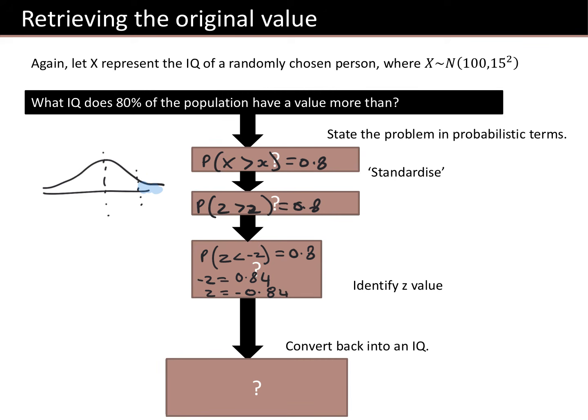Okay, because remember we want this a little bit here. And if we were to put it on this side, it'd be negative 0.84. Then what? X minus 100 over 15 equals negative 0.84. So x is going to equal 87.376.